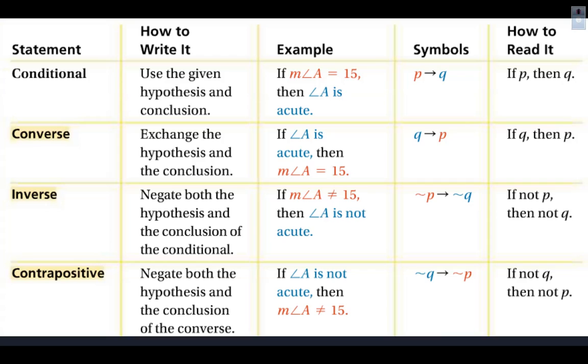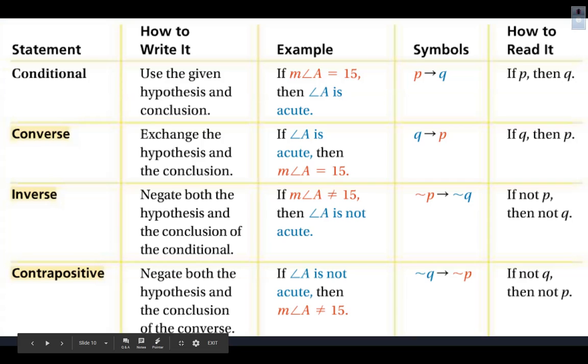So for the inverse, you leave them both in the same order as your conditional, but now we're going to negate them. So if the measure of angle A is not 15, then angle A is not acute. Okay, so the way we'd write that would be not P, then not Q. This is how you'd say it in words: if not P, then not Q. And then the contrapositive: if angle A is not acute, then the measure of angle A is not 15.